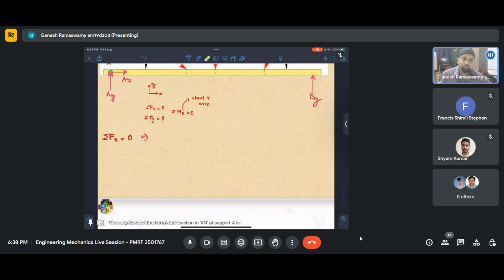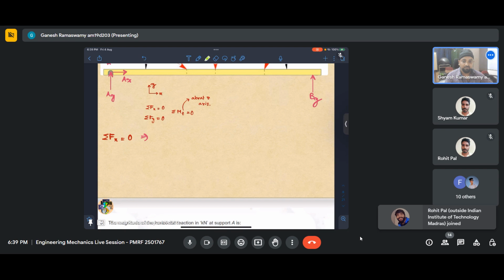When we move to dynamics, we will be seeing that it need not be zero. What happens when it is not zero? All those things we will see later. But as the starting step, we will first deal with statics, where objects are at rest. So the beam is at rest. So sigma Fx equals 0.